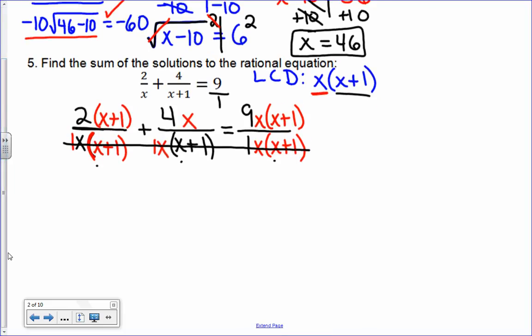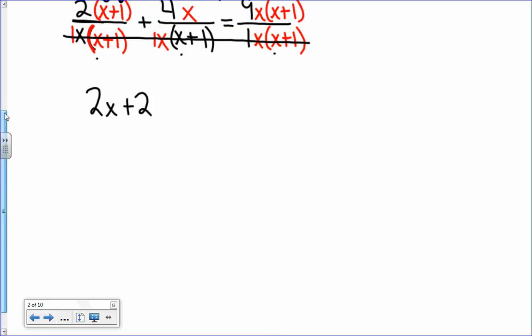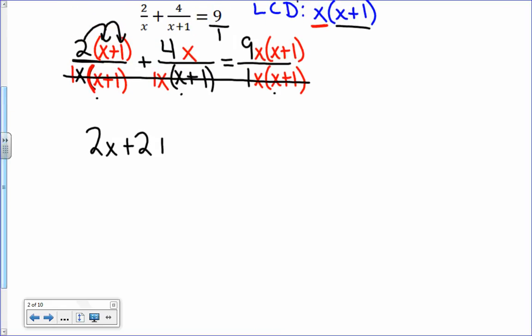So, as I solve this, I'm going to go ahead and do my distribution. So for this first one, I've got 2x plus 2. 2 times x is 2x. 2 times 1 is 2. All right, when I go and look at the second one, I just got plus 4x. Okay, there was nothing to distribute there. On this one, though, I'm going to distribute a 9x. 9x times x is 9x squared. 9x times 1 is plus 9x.